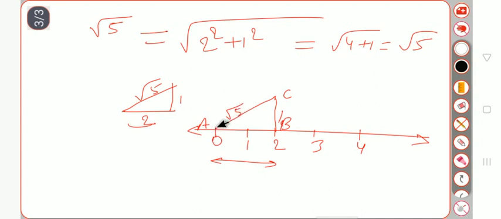Now just as earlier, put the compass sharp end at A and the pencil end at C and cut an arc on the number line. This point will represent root 5. So the steps are the same. There is no special method, you can write it in your own words, whatever you have done. Now you have learned root 2, root 3, root 5.